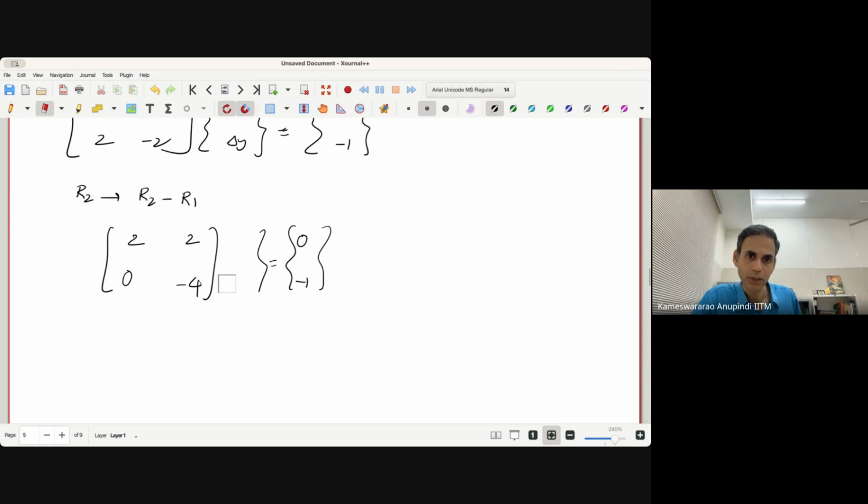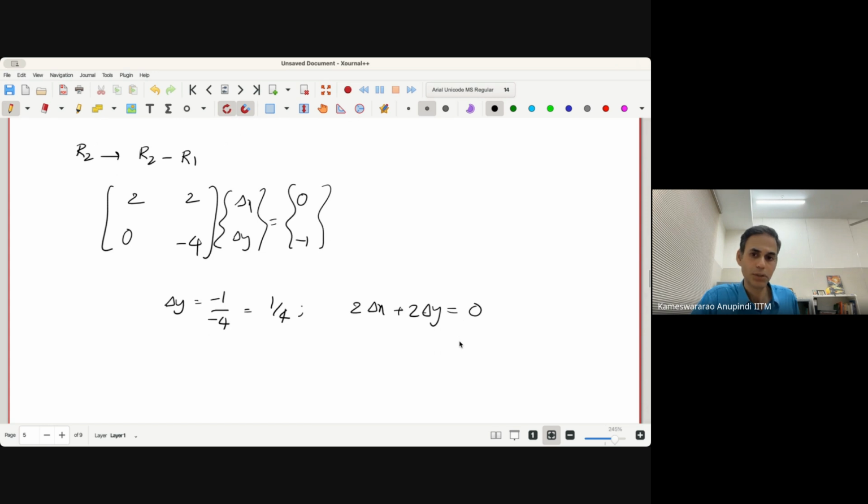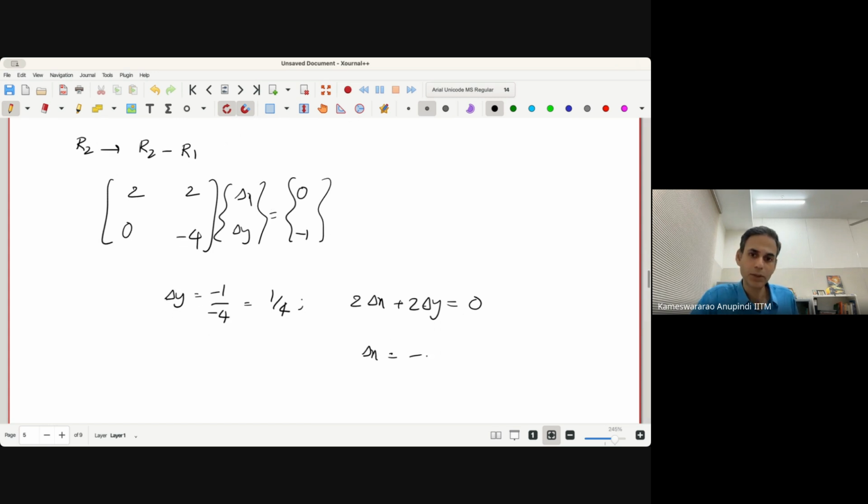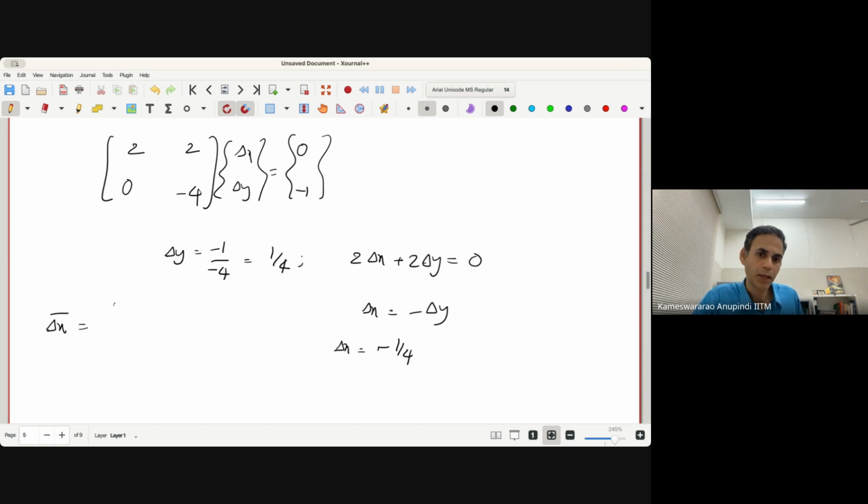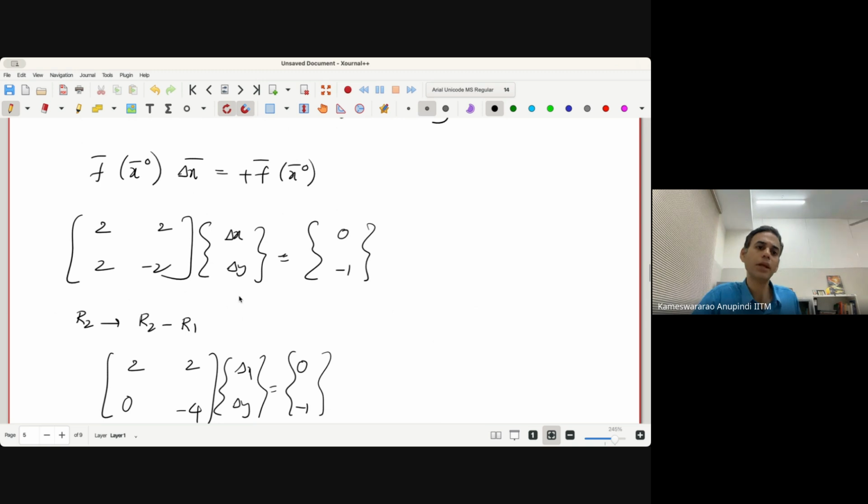So this is delta x, delta y. That means delta y equals minus 1 divided by minus 4, that is 1 by 4. And then 2 delta x plus 2 delta y equals 0. That means delta x equals minus delta y. That means delta x equals minus 1 by 4, right? That means my delta x bar equals minus 1 by 4 and then 1 by 4. That is what I obtained by solving f bar prime of x bar 0 delta x bar equals f bar of x bar 0.